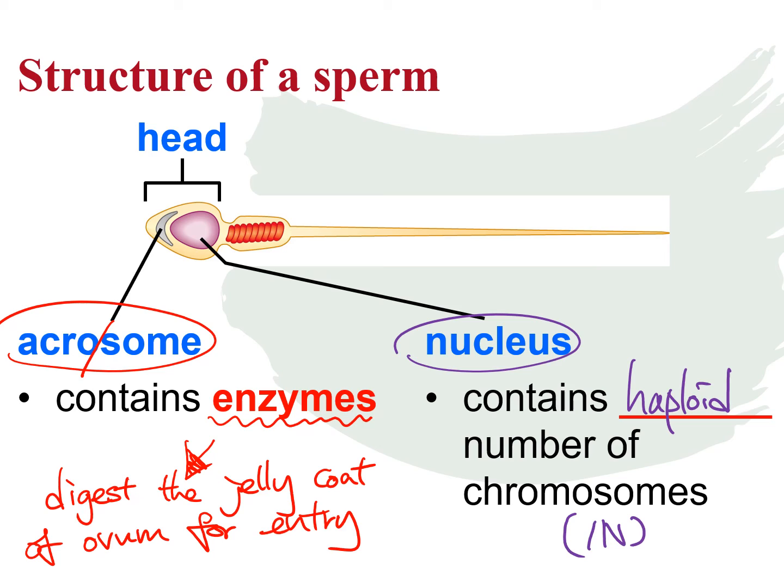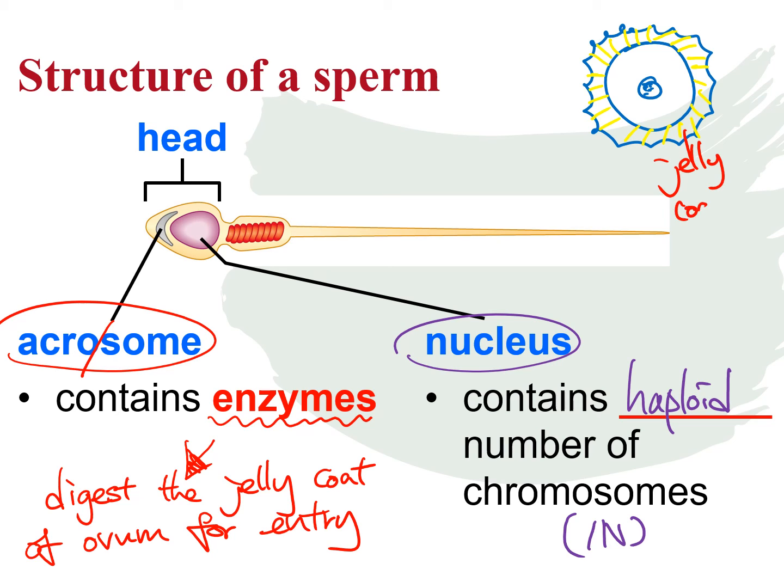You may not have heard of the name jelly coat before. What is this? Let me draw a very simple diagram. Here, this is an ovum. On the very outside of the ovum, you have a layer of jelly-like structure. We call this structure the jelly coat. It is a protective layer on the surface of the ovum.